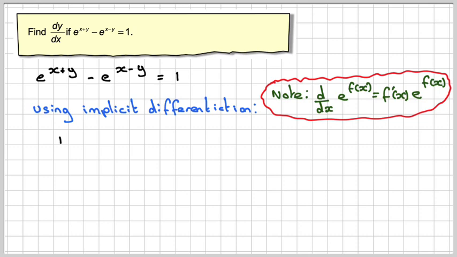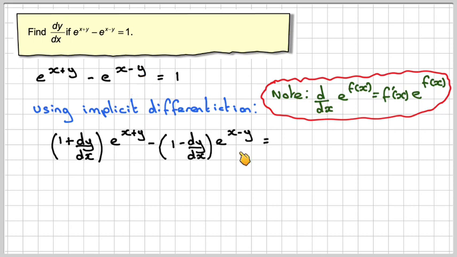So we end up with 1 plus dy by dx times itself. So we've sort of applied this here. And then exactly the same thing here, but we've got a minus sign. So it will be 1 minus dy by dx e to the x minus y. And if we differentiate 1, we just get 0. Right, that's the difficult bit done. Now it just becomes a bit of an algebra problem.